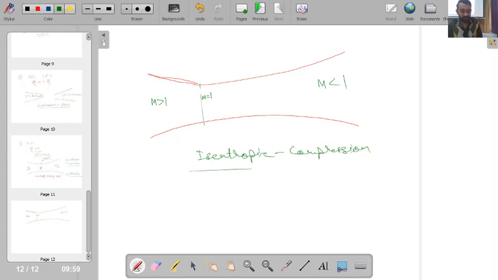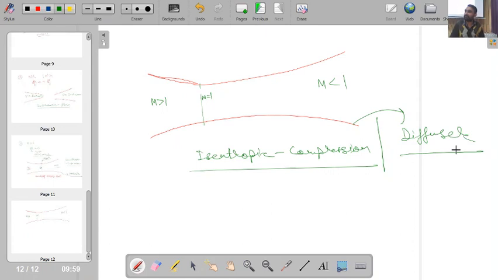This is an isentropic compression, and in this process, if you see what I am doing, basically I am starting with a supersonic situation and then I am decreasing its velocity. So this device is acting as a diffuser. Okay, is this one clear?